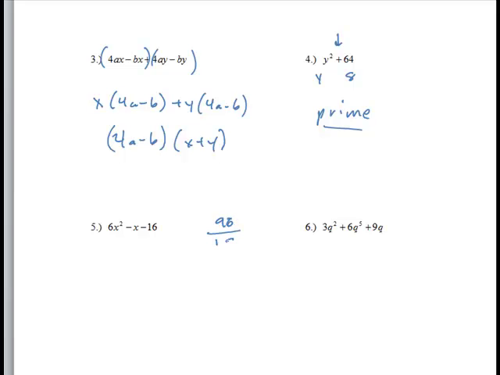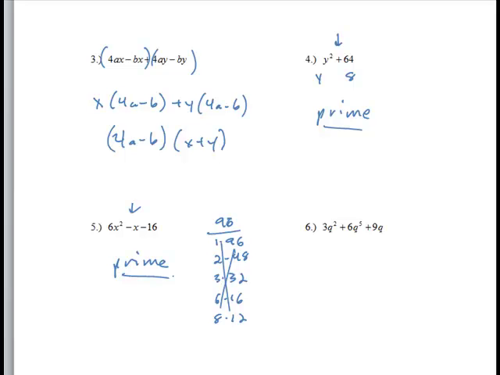And list the factors of 96: 1 and 96, 2 and 48, 3 and 32, 6 and 16, 8 and 12. And we need to choose the pair of factors that we can combine and get the middle term. So obviously none of them get added or especially subtracted and get that middle term 1. So if none of them work, it's prime as well.